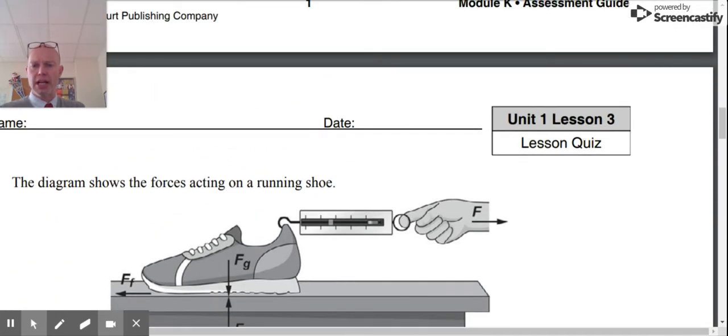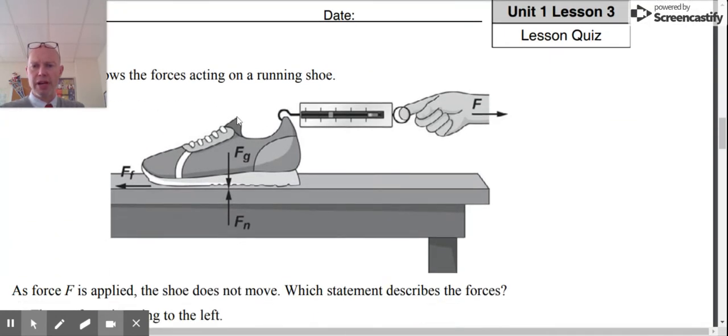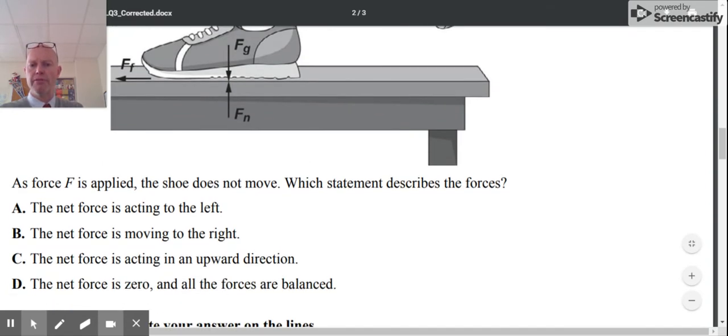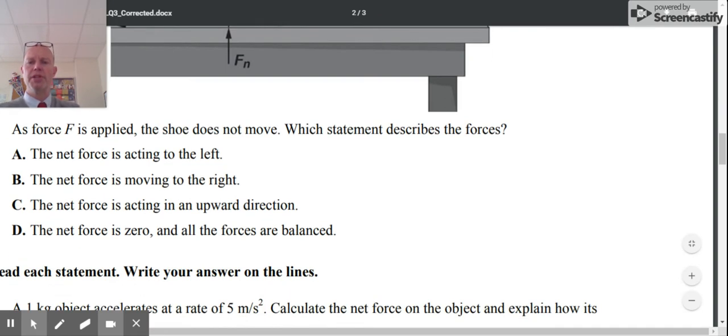So we have forces acting on a running shoe. We have the force of gravity pushing down. We have the normal force pushing up. And then we have this force, which is pushing it to the left. If the force F is applied, the shoe doesn't move. What describes the forces? Remember, the shoe is not moving. So what must the net force be?